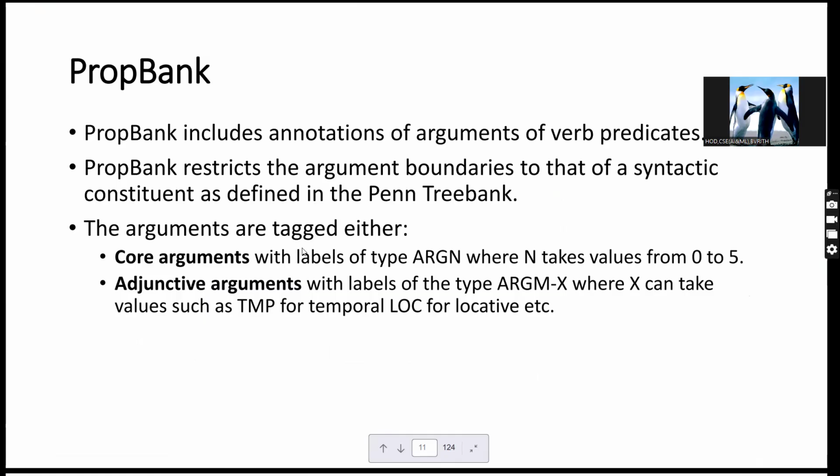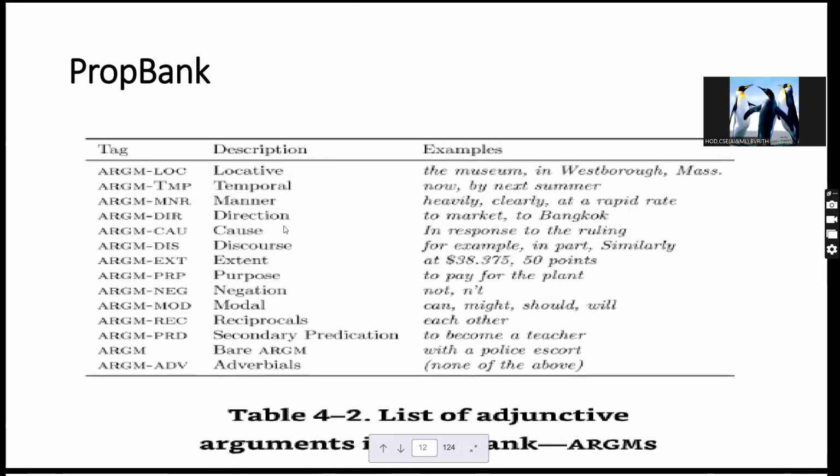Core arguments are generally labeled with argument numbering from 0 to 5. And adjunctive arguments are related to the type of argument or type of adjunct. These are some examples of PropBank adjunctive arguments: locative and temporal, manner and direction, cause and purpose, negation and modal, and so on. That is based on the words in the sentences. These can be divided into these different types of arguments.